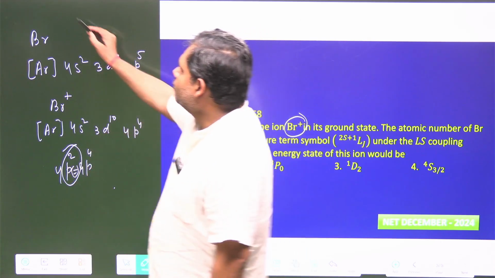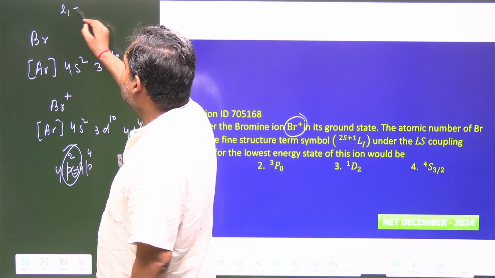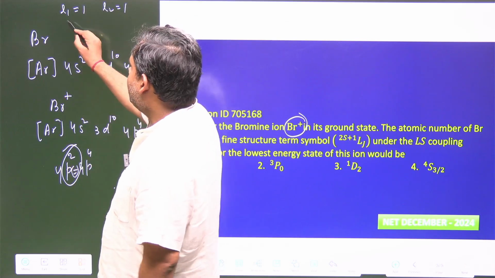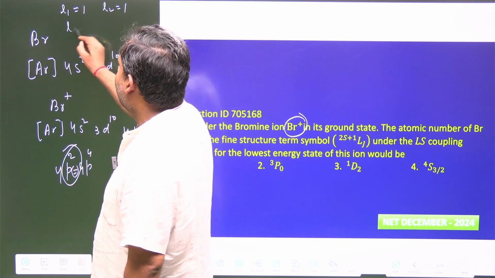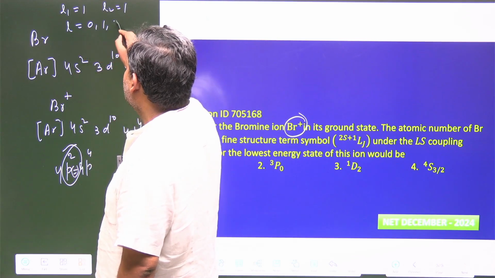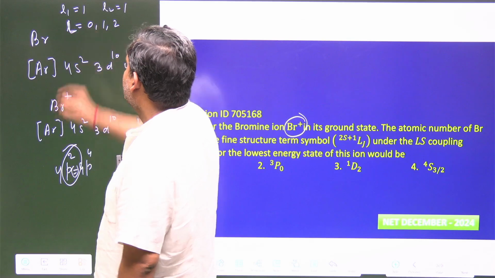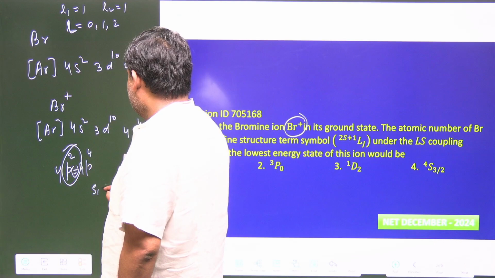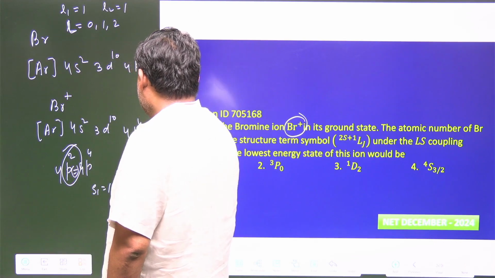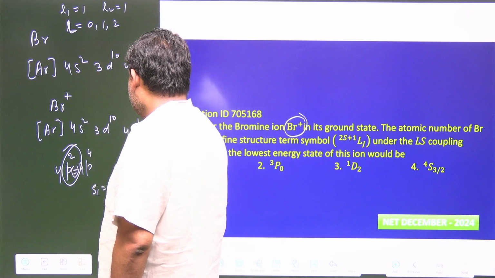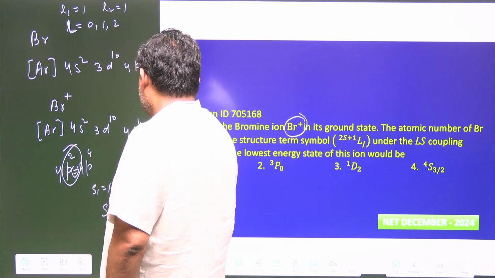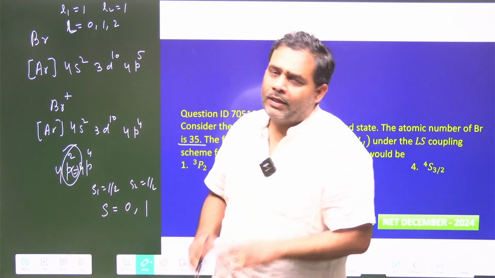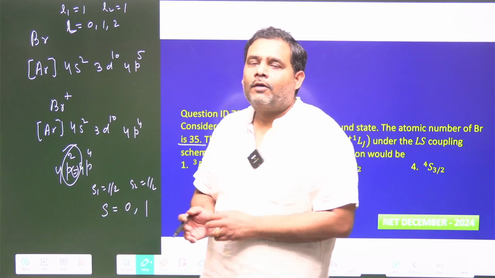So, for the p2, what we have? L1 is equal to 1 and L2 is equal to 1. And from there, the L value is equal to 0, 1, 2, that is your capital L. And similarly, we have S1 is equal to half and S2 is equal to half. So, here we have S is equal to 0 and 1. But when we have equivalent electrons, we have to go for the Pauli scheme.